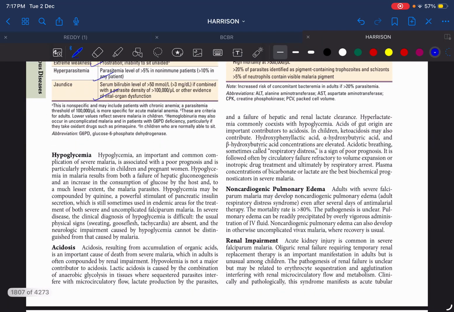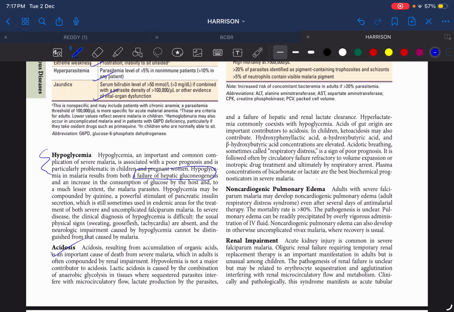Remember, hypoglycemia is actually one of the most important and common complications of severe malaria associated with very poor prognosis, especially in case of children and pregnant women. Okay, what is the reason? Because of the failure of hepatic gluconeogenesis, because of the extreme parasitemia. Then acidosis, it is because of the accumulation of organic acid, especially lactic acidosis.